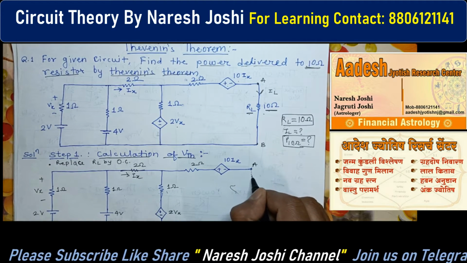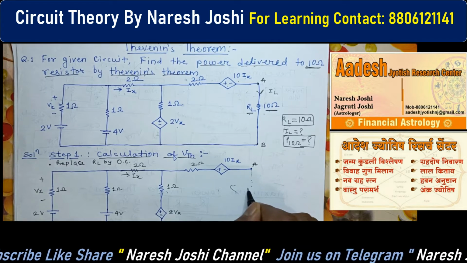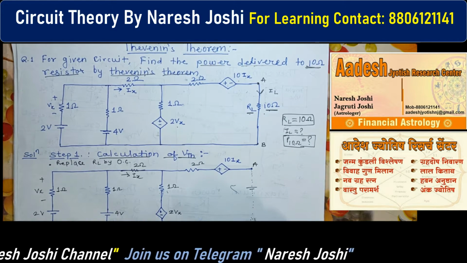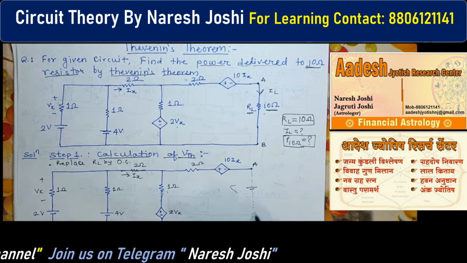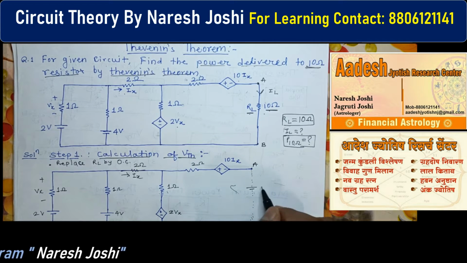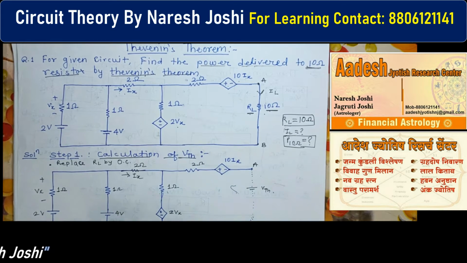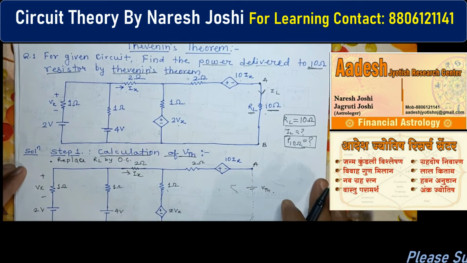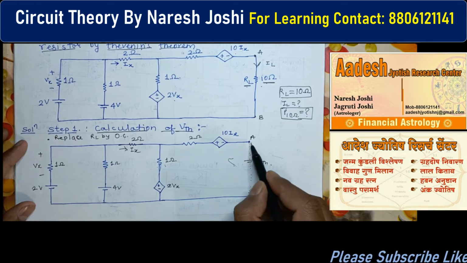So that's why I will write here in dotted form that we have to find out the VTH. This is the open circuit, do not consider it connected. It is for your understanding that we have to find out the VTH across this terminal. So what does this dotted line indicate? We have to find out VTH across the A and B terminal. Clear? You have to understand what we have to find out.